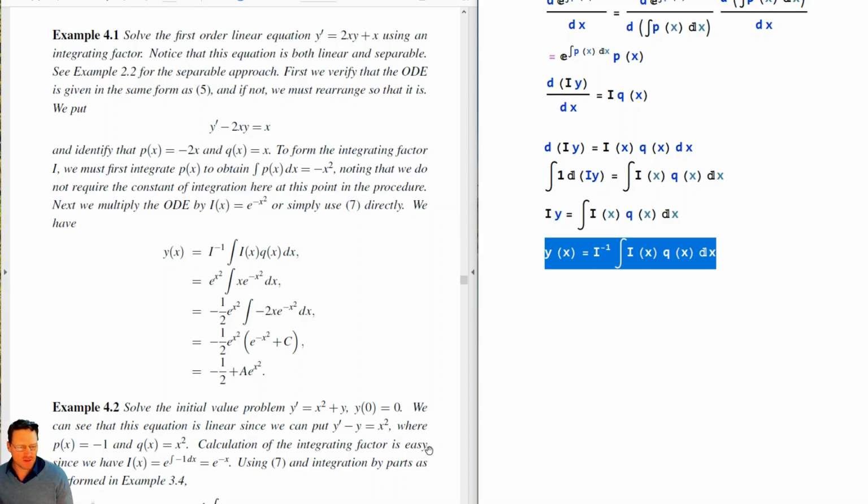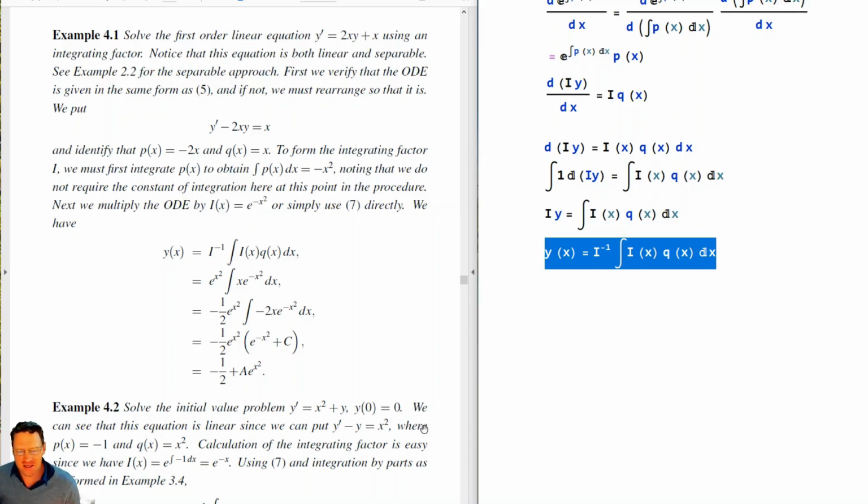So let's solve the initial value problem. y' = x² + y, with y(0) = 0. This one has another step. We've got an initial condition which gives us a particular solution to the ODE, right? In other words, we are able to solve the initial value problem with that initial value.